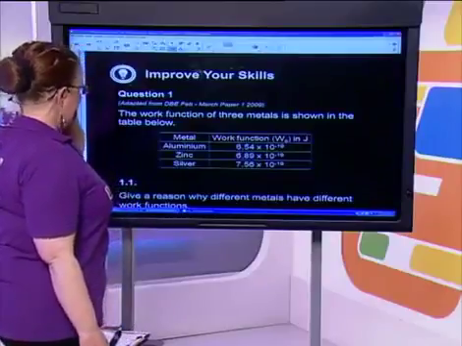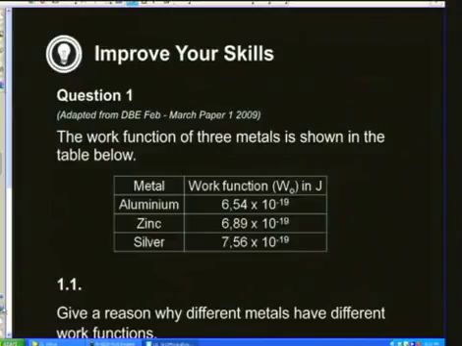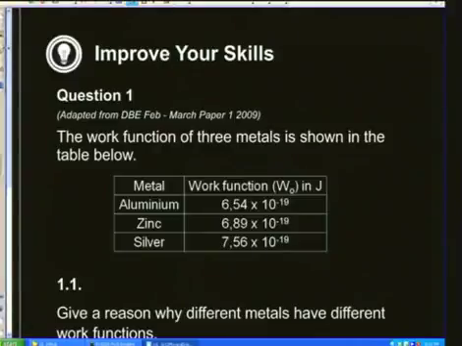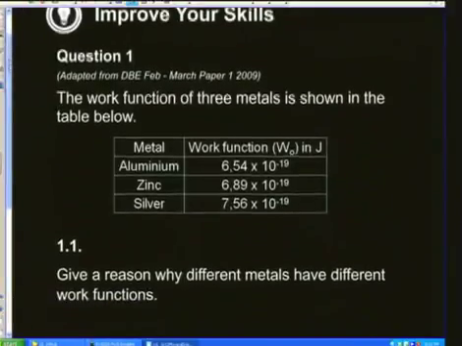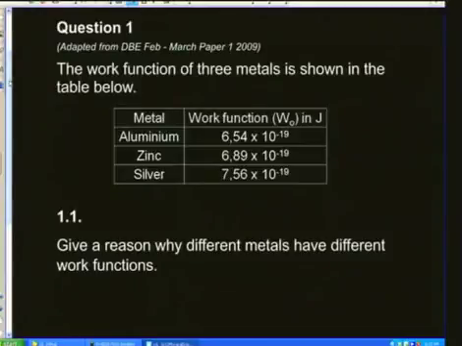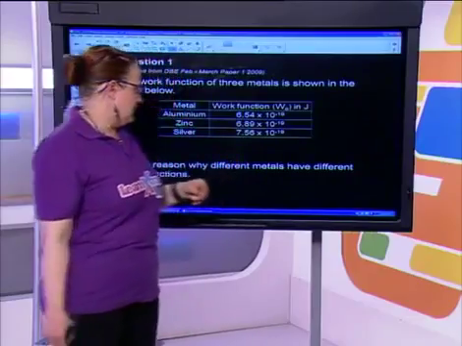So question 1 is they give you the work function of 3 metals, and it's shown in the table below. So we have aluminium, which is 6,54 times 10 to the minus 19, zinc 6,89 times 10 to the minus 19, silver 7,56 times 10 to the minus 19, all in joules. What you need to realize here, grade 12s, is that the work functions are all very small. Okay, these values are all very tiny. Electrons are tiny little things that doesn't require a lot of energy to get them moving as such.